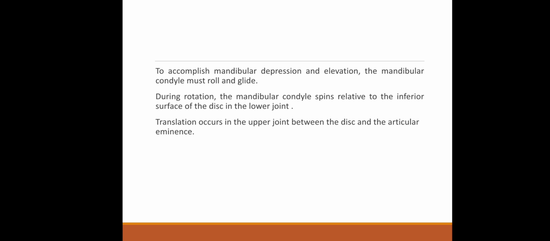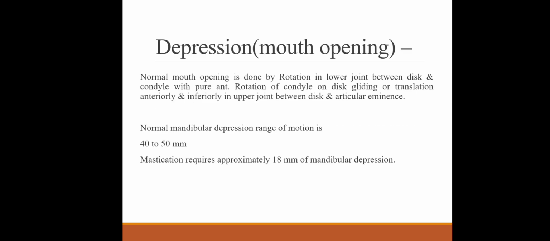During mandibular depression and elevation, the mandibular condyle must roll and glide. During retraction, the mandibular condyle spins relative to the inferior surface of the disc in the lower part of the joint. The translation occurs in the upper joint between the disc and the articular eminence.